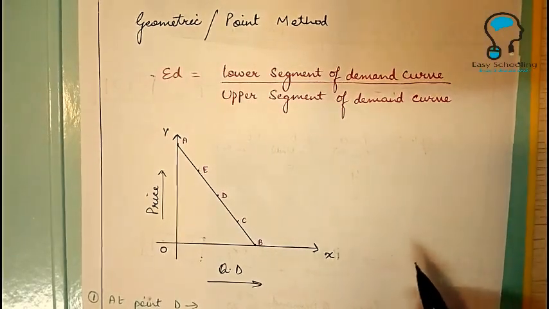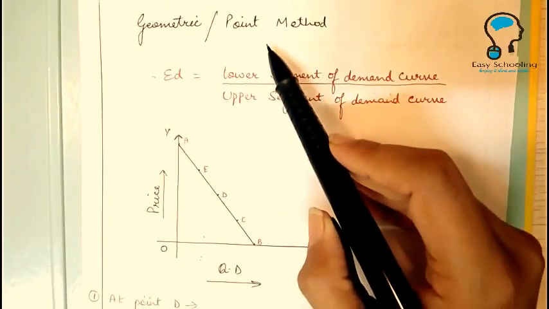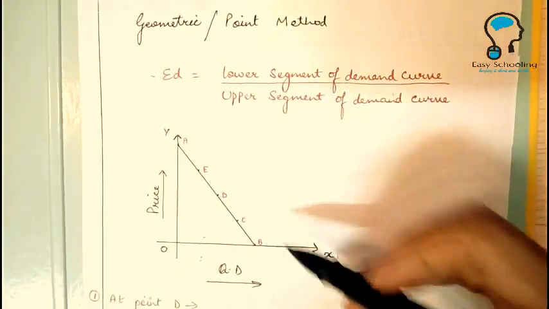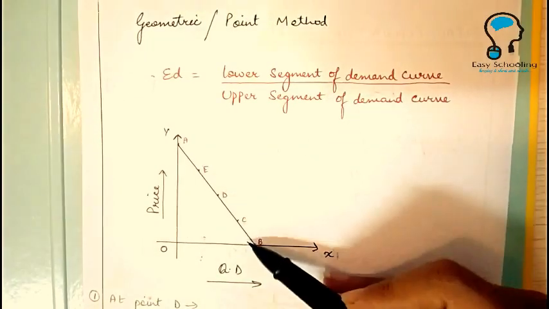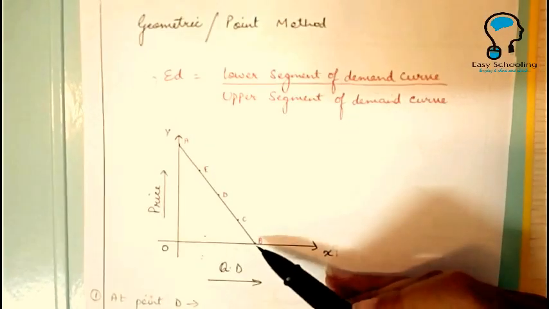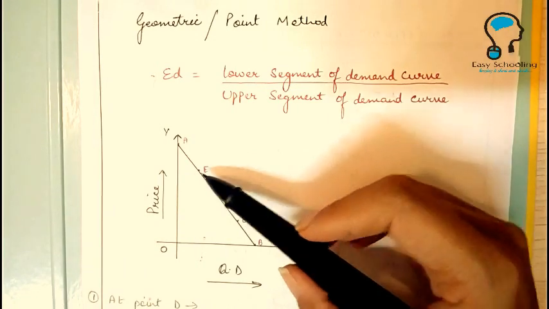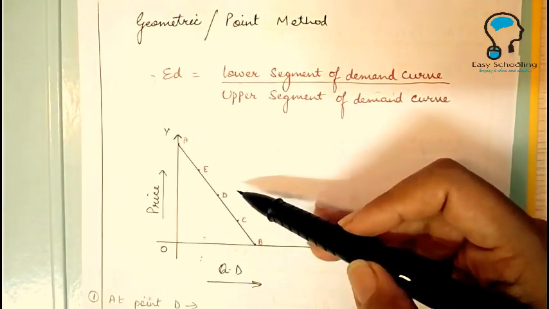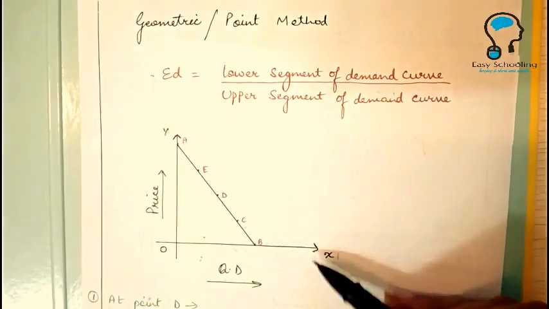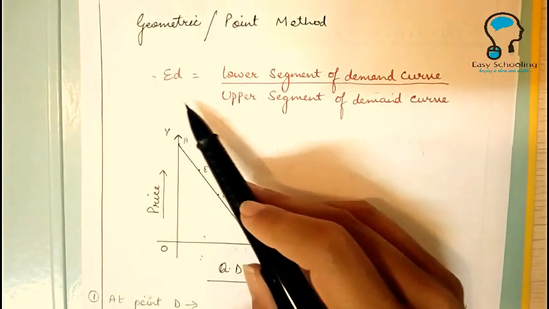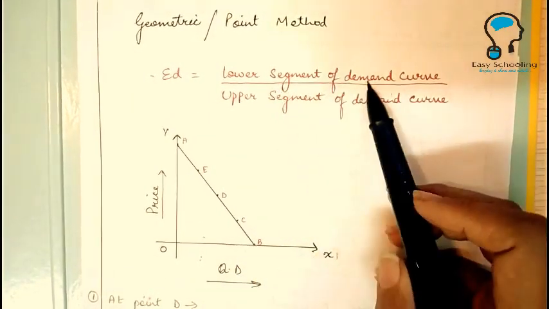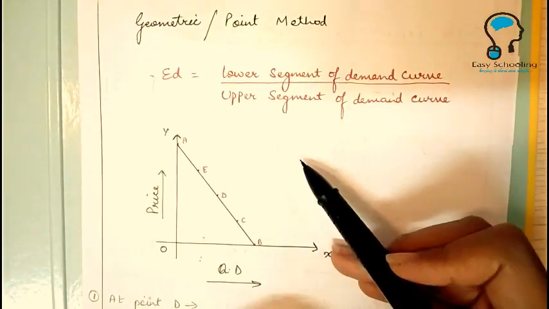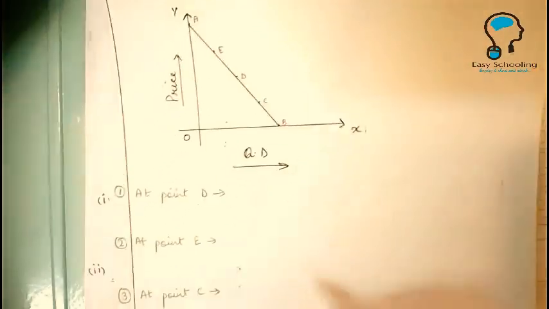In this video, we will learn about the geometric or point method of calculating the elasticity of demand. Elasticity of a linear demand curve can easily be measured geometrically. Elasticity at any point is the ratio of the lower segment and upper segment of the demand curve at that point. So here, elasticity of demand is equal to the lower segment of the demand curve upon the upper segment of the demand curve. We will see some examples.